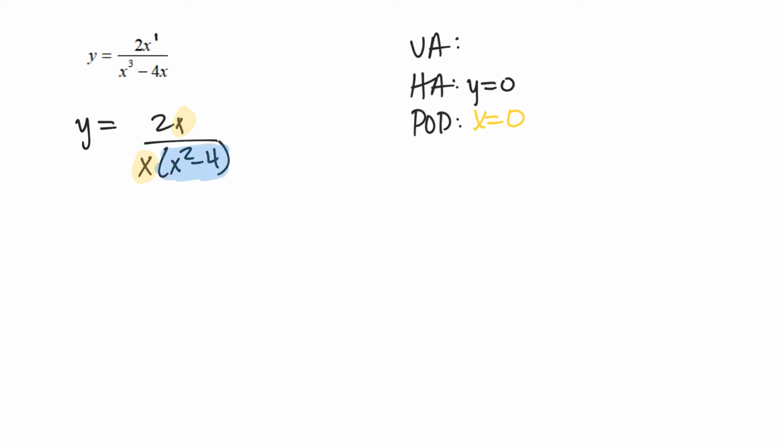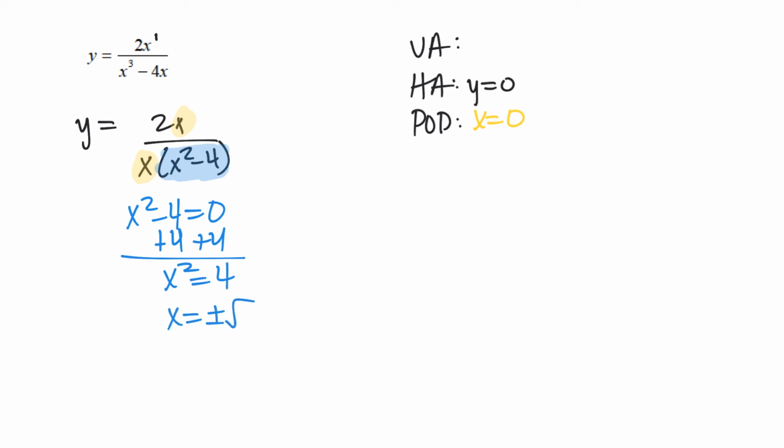Then I have this factor, which would give me my vertical asymptotes. So x squared minus 4 is equal to 0. Now you have a couple options. You can use square root property or you can factor. I'm just going to use square root property. So that gives me that x squared is equal to 4. So x is equal to plus or minus the square root of 4, which means x is equal to plus or minus 2. So I have vertical asymptotes at x is equal to 2 and x is equal to negative 2.